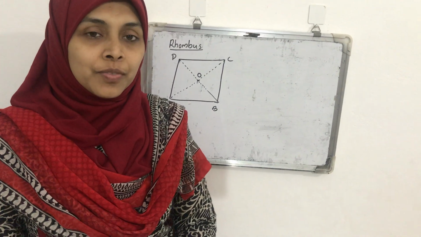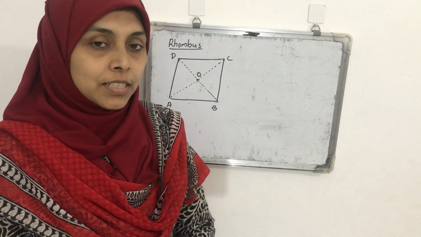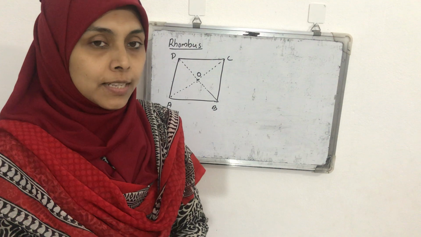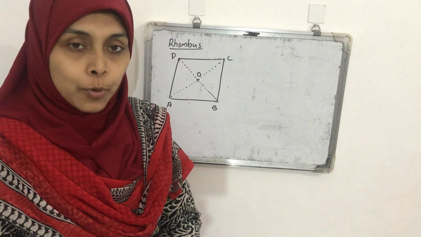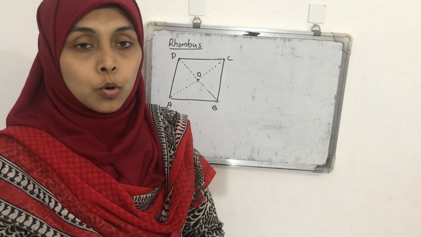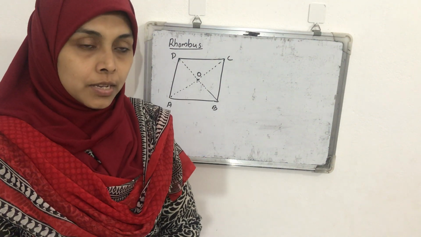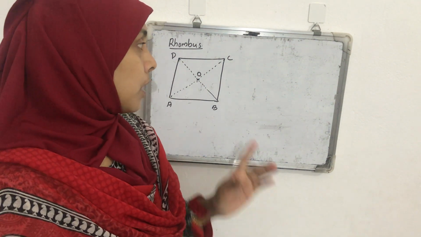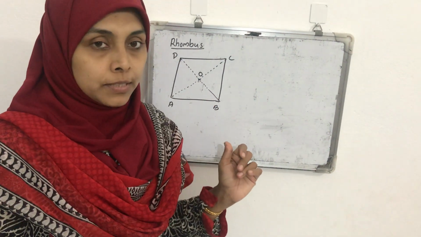Good morning all of you. So last class we discussed the quadrilateral parallelogram and its properties. Today we can discuss some special kinds of parallelogram, and the first one is the rhombus.